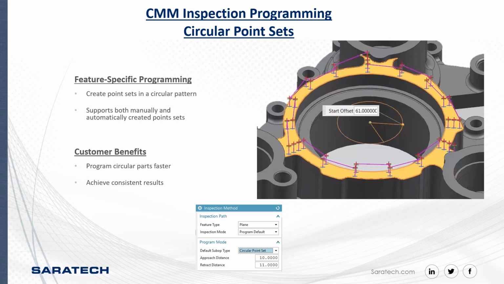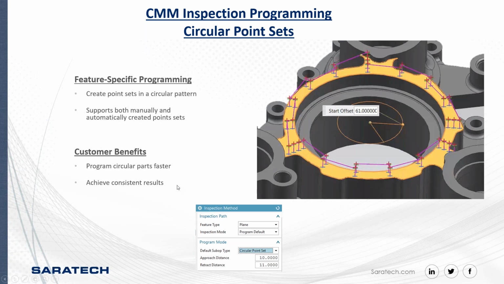It creates your operations, picks your probes, does everything for you so that you don't have to sit here and create everything individually. So some of the customer benefits to this is you can program circular paths faster with a circular point because it doesn't come up in between features as long as there's clearance. So if you were measuring the ID of this part, it would stay at the measurement plane going back and forth instead of coming up, going down, measuring 3 points like it normally does. So you can achieve consistent results and you can program circular paths faster.